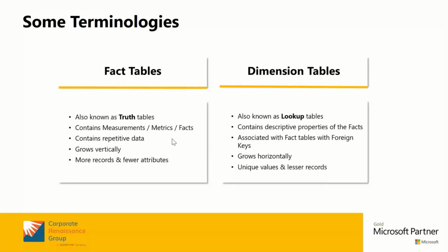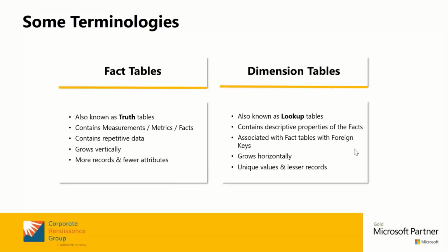So in short, fact tables are also called truth tables. Dimension tables are also called lookup tables because we are going to look up values for each product code, as an example, in the dimension table related to the fact, right? So that's the reason we can also call them truth and lookup tables.